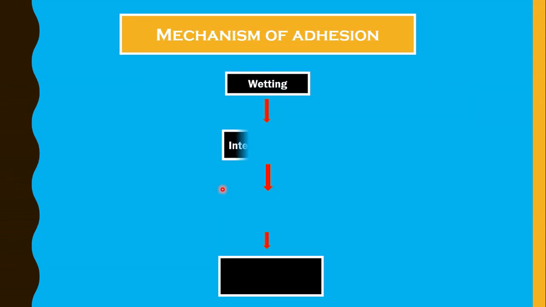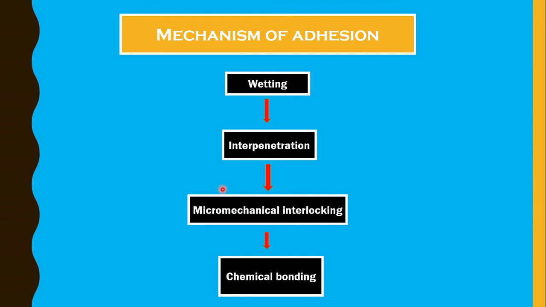Coming on to the mechanism of adhesion. So basically we have wetting and interpenetration of the material of the bonding agent, and that forms a micromechanical bonding, and the chemical adhesion that develops between the primer and the dentin substrate.